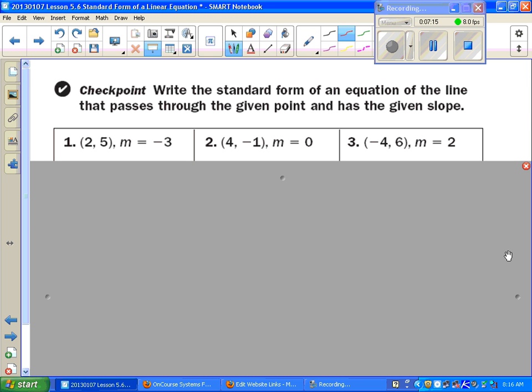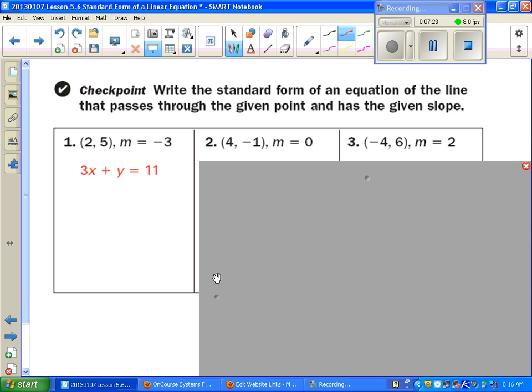As you're looking at the checkpoint, write the standard form. What you need to do is write your point slope form first and then convert it into standard form. So for this first one, we have a point and we have the slope given to us. x sub 1, y sub 1. Easiest way to do it is to label them, and your m value already shown is -3. So you need y minus y sub 1 equals m times x minus x sub 1. Plugging in, y minus 5 equals -3 times x minus 2.